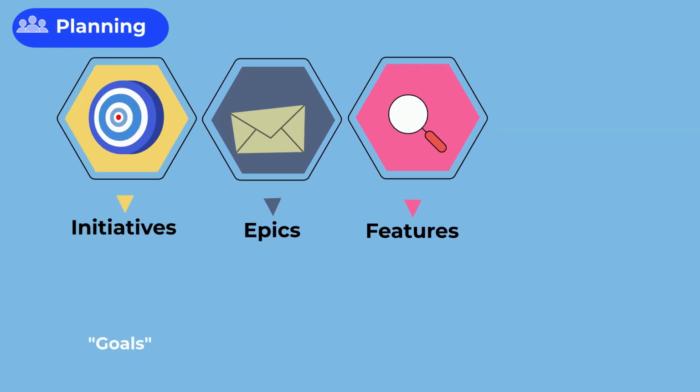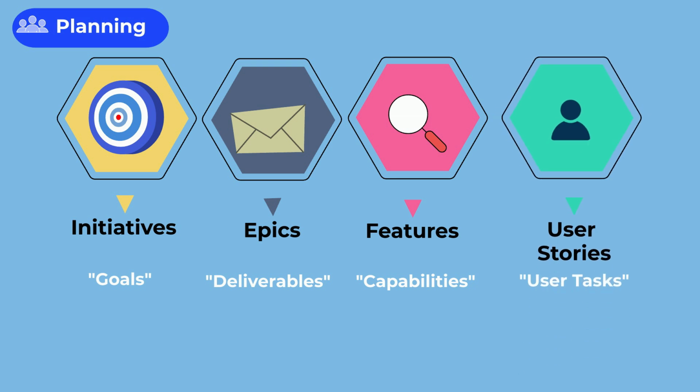Initiatives represent the broad goals of the project. Epics are large deliverables that support these initiatives. Features are the specific capabilities needed, and user stories reflect the real tasks end users need.